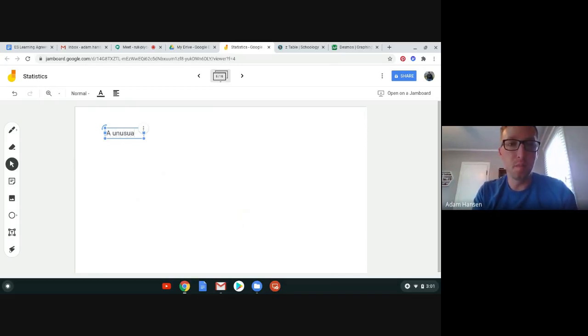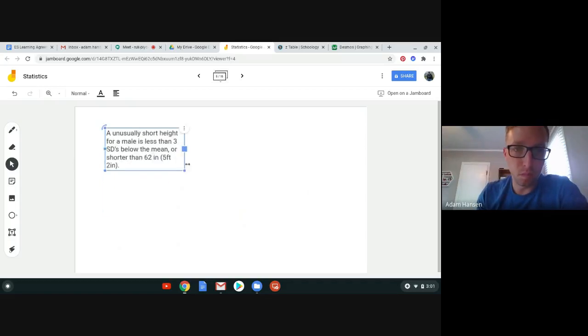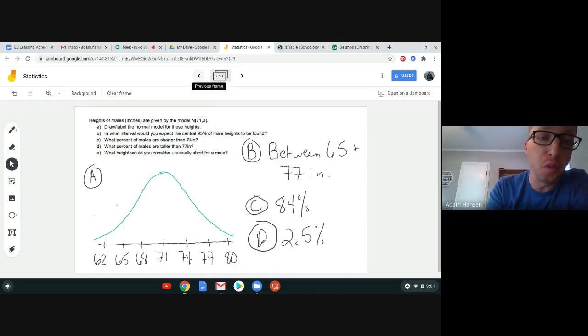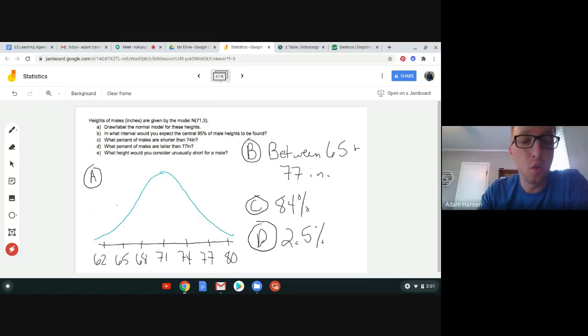An unusually short height for a male is less than 3 standard deviations below the mean, or shorter than 62 inches, which is 5'2". Anything that would be either more than 3 standard deviations below or 3 standard deviations above is considered an outlier for a normal distribution. Since I want something that is unusually short for a male, let's look at 3 standard deviations below the mean, which would be anything less than 62 inches, anything smaller than 5'2" for a male.